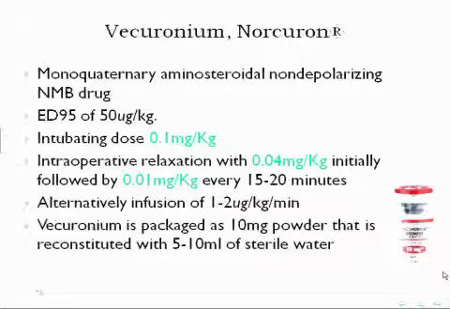Vecuronium is the first one. Vecuronium is a monoquaternary aminosteroid. It has an ED95 of 50 mics per kilo. Its intubating dose is 0.1 milligrams per kilo, just the same thing as Pavulon. It's kind of easy. Okay, intraoperative relaxation can be done, this is the intubating dose, which is very high. Okay, it's 3 times the normal dose.